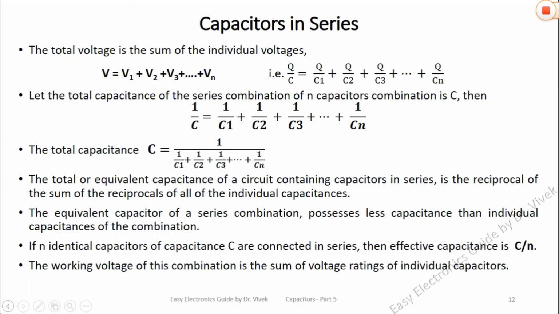The overall voltage drop is the sum of the individual voltage drops. For capacitors in series, the total voltage is the sum of the individual voltages. Here the total or equivalent capacitance of the circuit is the reciprocal of the sum of the reciprocals of all the individual capacitances.